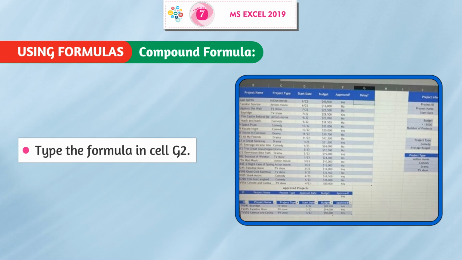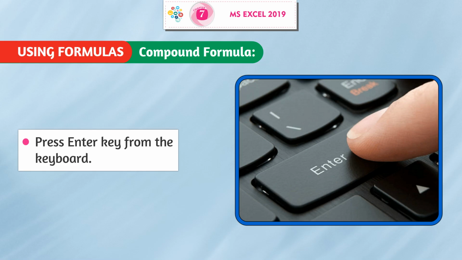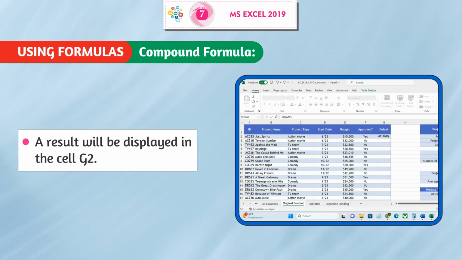Type the formula in cell G2. A formula begins with equal sign, then type C2 plus D2 plus E2 plus F2 slash 4. Press Enter key from the keyboard. A result will be displayed in the cell G2.